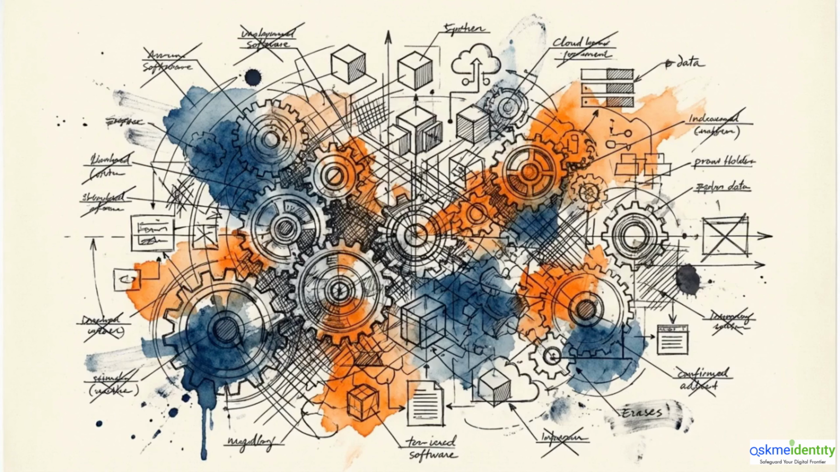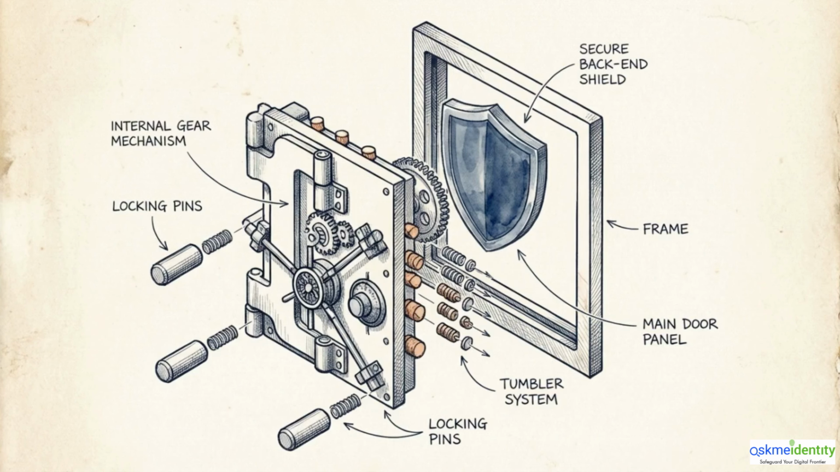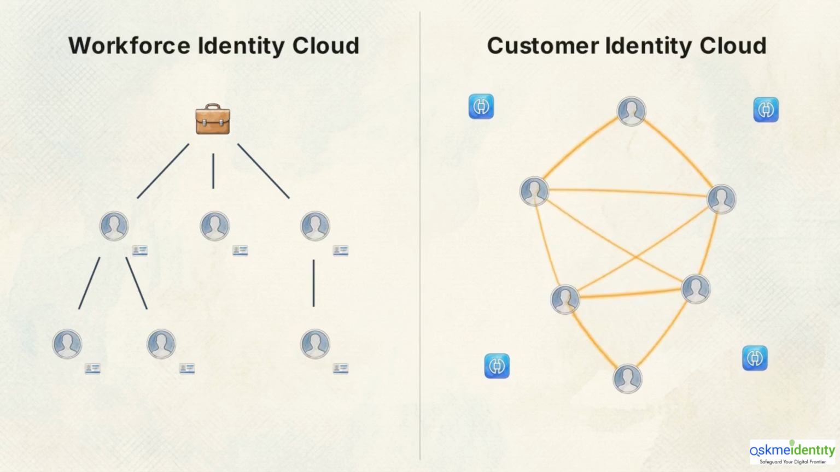To understand how Okta organizes all these tools, you need to know that their entire architecture is split right down the middle, based on who is actually logging in. The first half is the Workforce Identity Cloud, or WIC. This is the secure, strictly controlled backend system built exclusively for your internal employees. The other half is the Customer Identity Cloud, or CIC. This side faces the public.